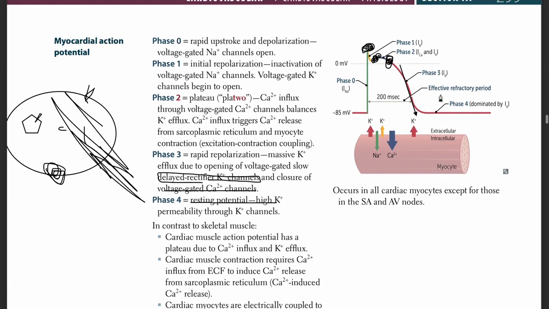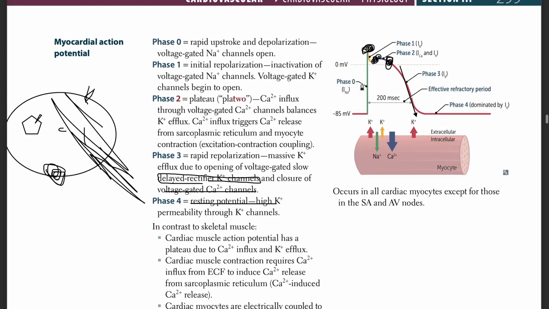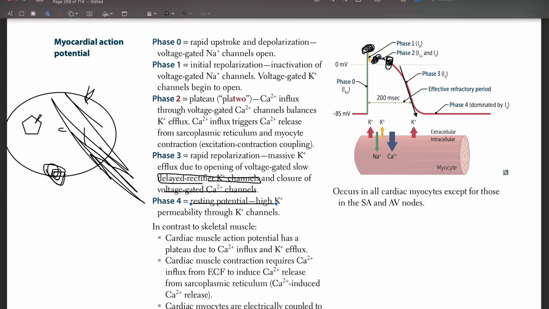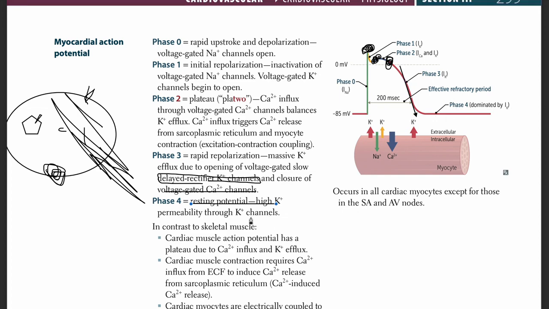Again, it starts with phase 0 on here. Don't confuse phase 0 with this area. It's over here. Phase 1 is over here. Phase 2 is here. Phase 3 is closing of all the channels, but the non-voltage gated potassium channels, just the normal channels, are still open. And then you have phase 4, which is the resting potential.